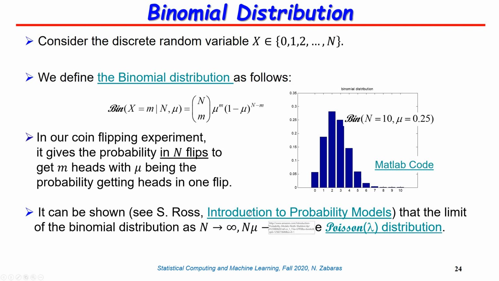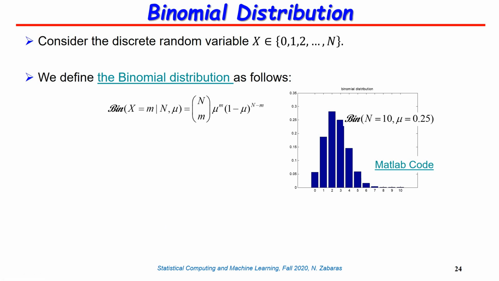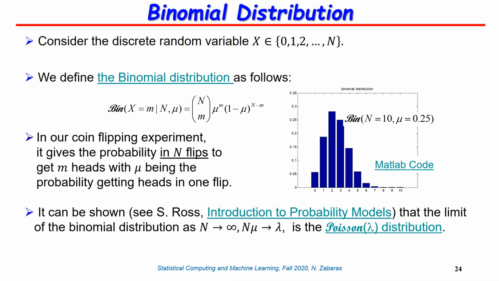An interesting fact that I'm only using here for completeness is that when capital N goes to infinity and N times mu goes to lambda, this binomial distribution actually approaches what's called the Poisson distribution. We will see the Poisson distribution either in the lecture today or in a forthcoming lecture, but just remember there is a nice relation between the binomial distribution, which is for discrete variables, and the Poisson distribution that we will see later on in this course.